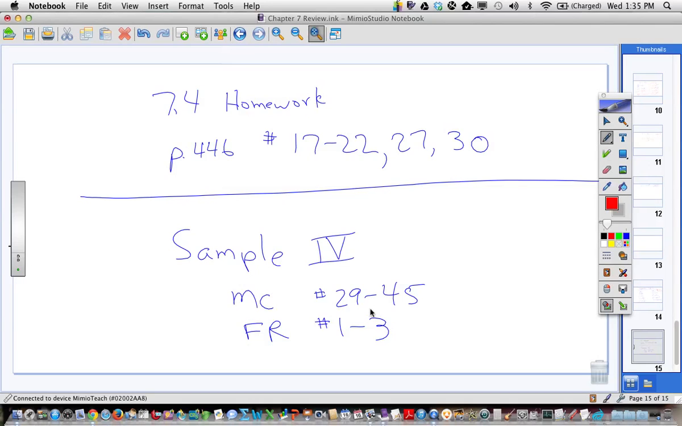Tomorrow in class, we will be doing the sample 4 packet. We've already hopefully done all we can do and have most of them done on 1 through 28, the first multiple choice section. So tomorrow will be 29 through 45, the next multiple choice section, the calculator ones. And then the free response, 1 through 3, which I think might be the calculator ones, I'm not sure. And so for next week, basically that's what you should have done. Okay, so we're getting really close to having the sample 4 packet finished. On Tuesday, we will review all of our chapter 7 stuff, be talking about those things, and then take the quiz on Wednesday.